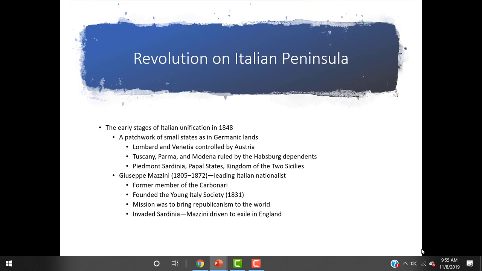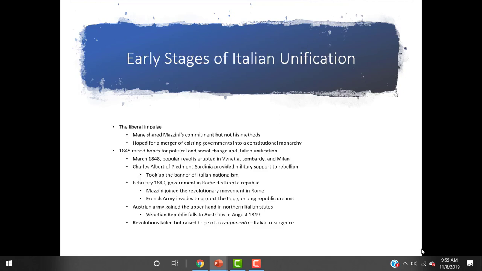Giuseppe Mazzini was a leading Italian nationalist. He's a former member of the Carbonari. He founded the Young Italy Society, and his mission was to bring republicanism to Italy. He invaded Sardinia, and Mazzini was driven into exile. We tried, but it didn't work. Many shared Mazzini's commitment, but not his methods. But everybody hoped for a merger of existing governments into a constitutional monarchy. And back in '48, the hopes were raised for political and social change and Italian unification.